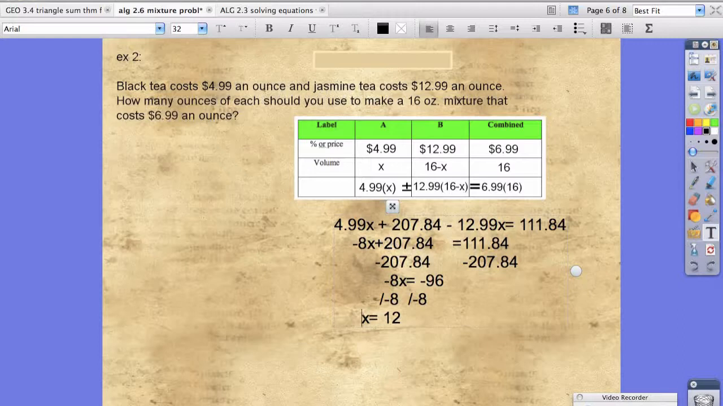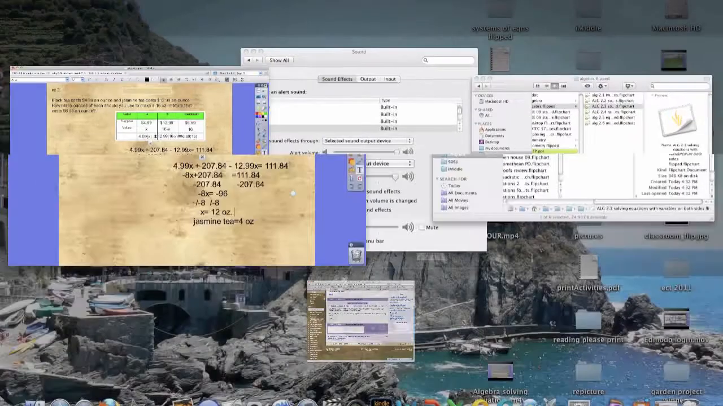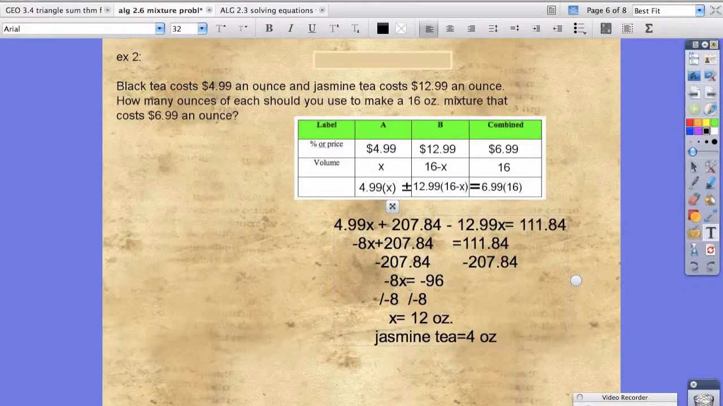Now this tells us that we need 12 ounces of the black tea, and we need 4 ounces of the jasmine tea. So notice how we're getting so much more of the cheaper tea than the more expensive tea.